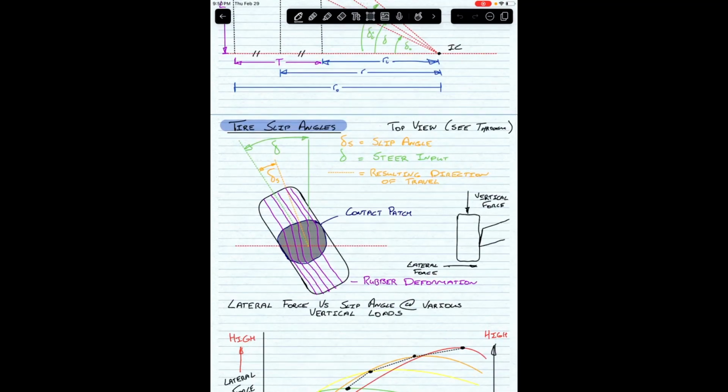So the question is, if I put some lateral force on my tire, how do I know what the slip angle is going to be? Because if I can predict the slip angle, then I know where my tire's actually pointing, and that's going to help me steer my car, because if I can get things working together to change the direction of the car, that's going to be beneficial to me.